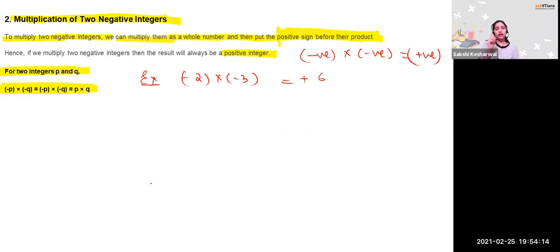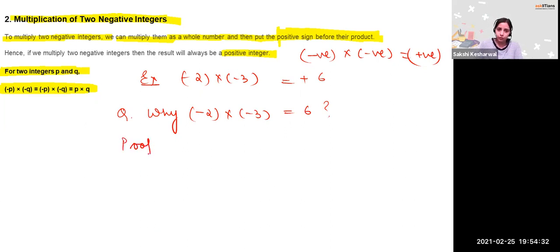Now, why positive? I'll give you a very simple proof. If you understand that thing, please try to understand that, right? See, I'll give you an example. The question is, why is -2 into -3 equal to 6? This is our question. Now, what is the proof? I'll give you the proof. Try to understand what is the proof behind it, right?